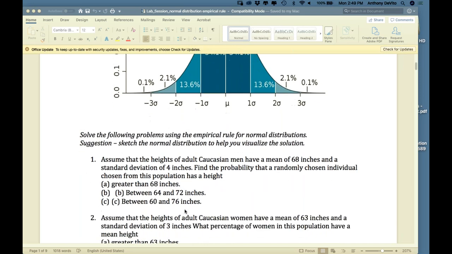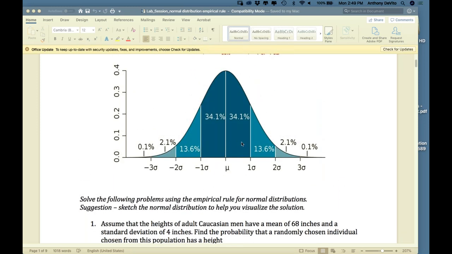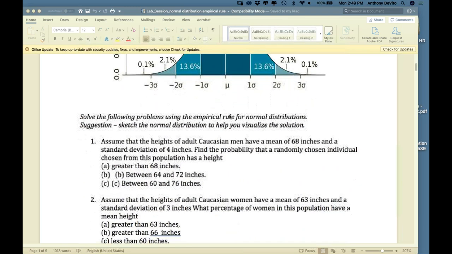And so what's the probability that we would randomly select one individual that's between 64 and 72 inches? One standard deviation below, one standard deviation above. What's the probability going to be? The probability is going to be 68%, because that's how much of the population is in that range.